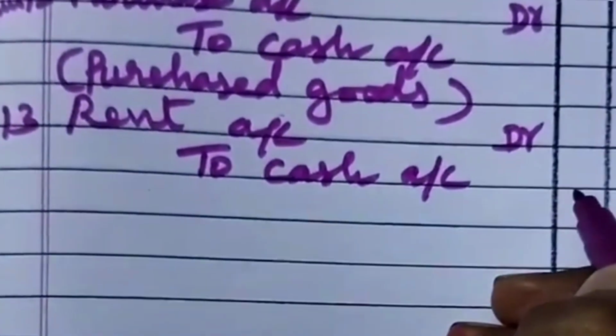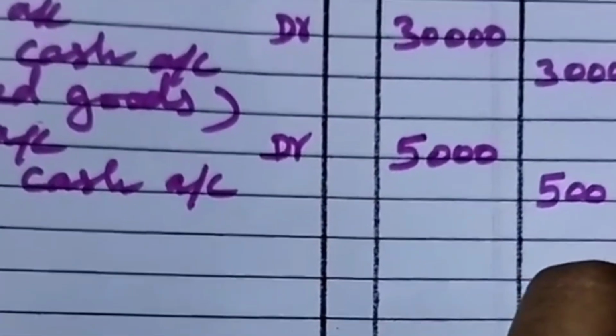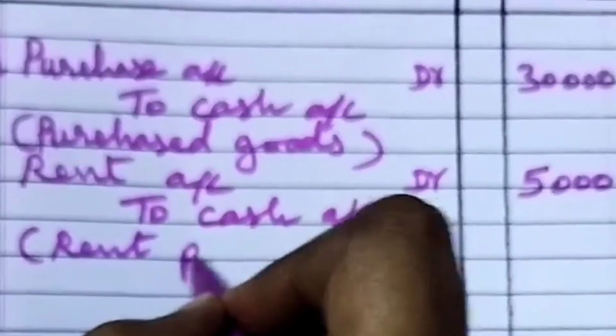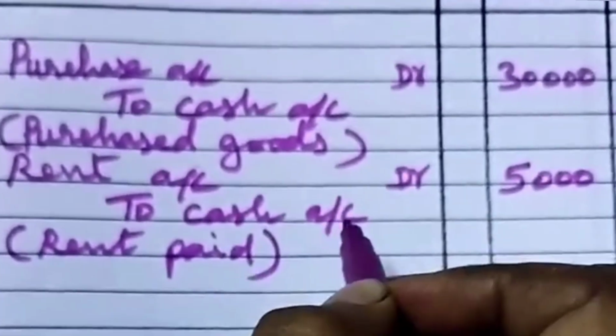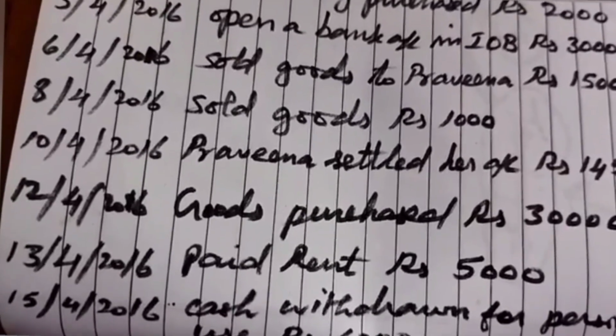So we are writing what is the amount? 5,000. So under debit also 5,000, under credit also 5,000. Always debit should be equal to credit. Narration. What is the narration? Just write rent paid. That's enough. Rent paid. That's all. Now we can go to the next transaction.